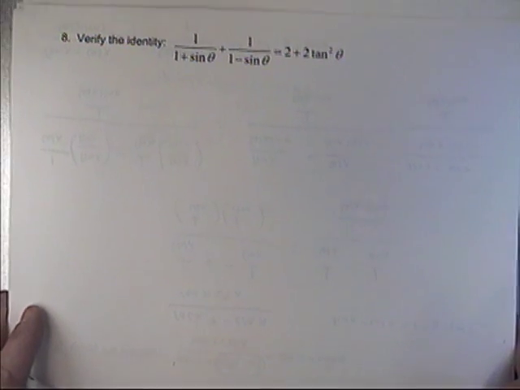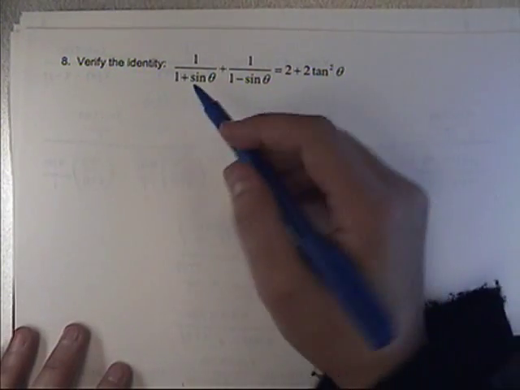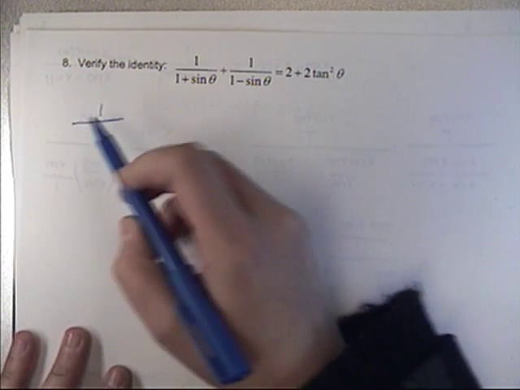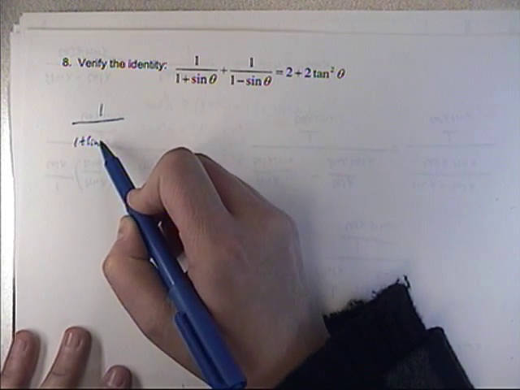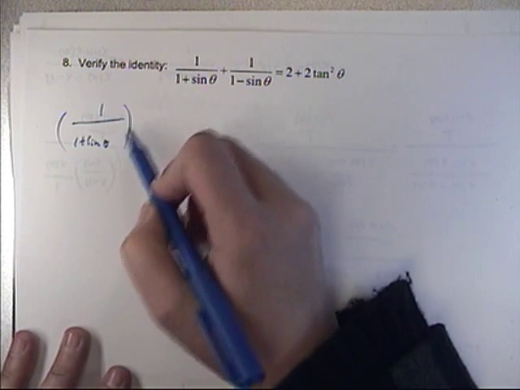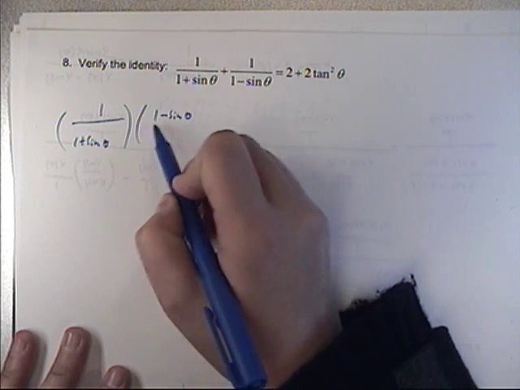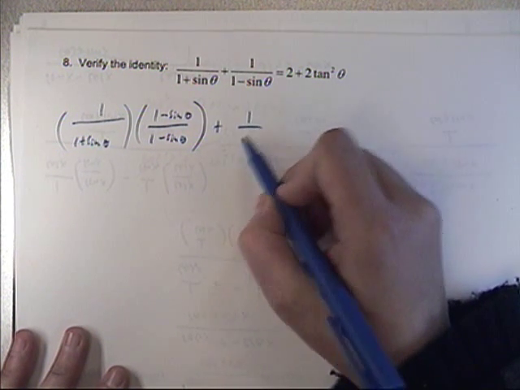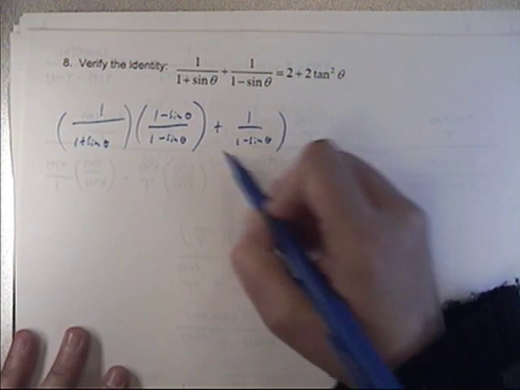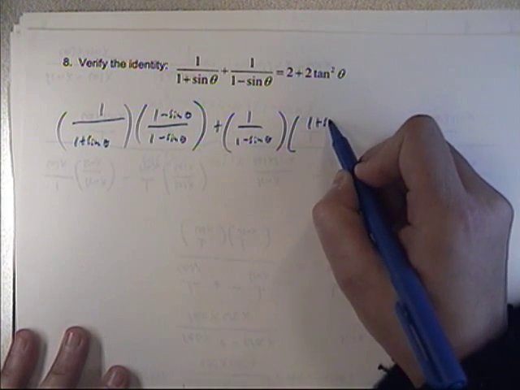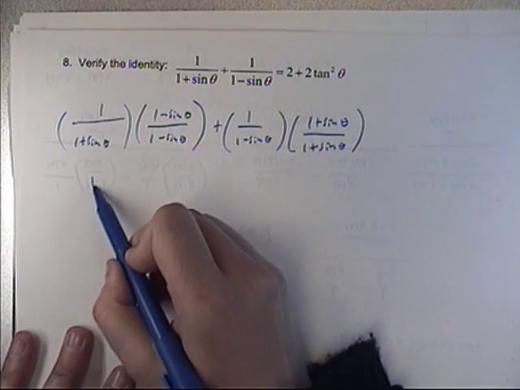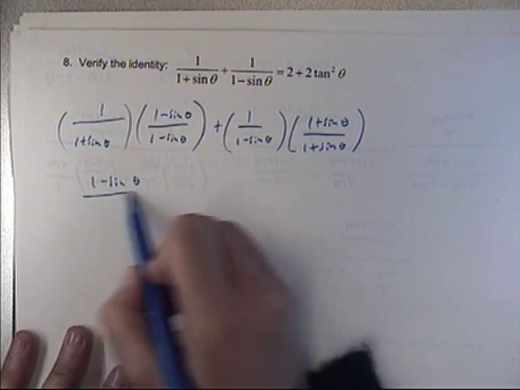The last example, what I would do on this one is, again, find a common denominator here by adding these two together. So the first one I would multiply by 1 minus sine of theta, and the second one I would multiply by 1 plus sine of theta. Notice I'm doing this on the top and the bottom. So I get this over here.